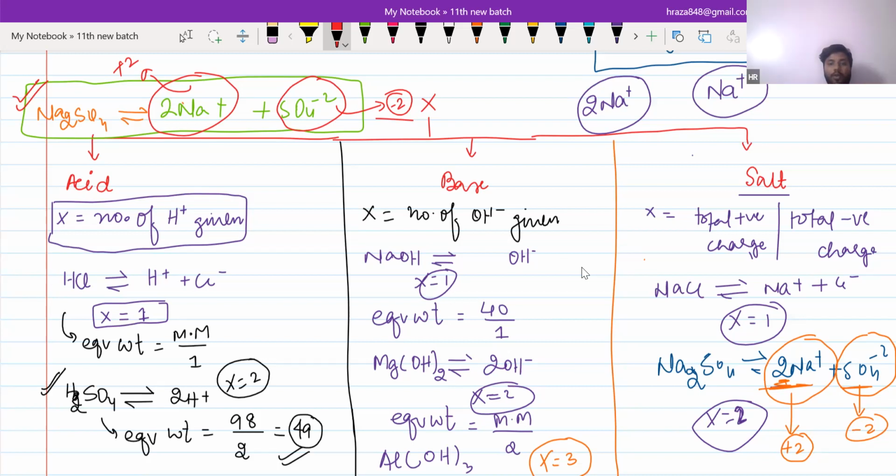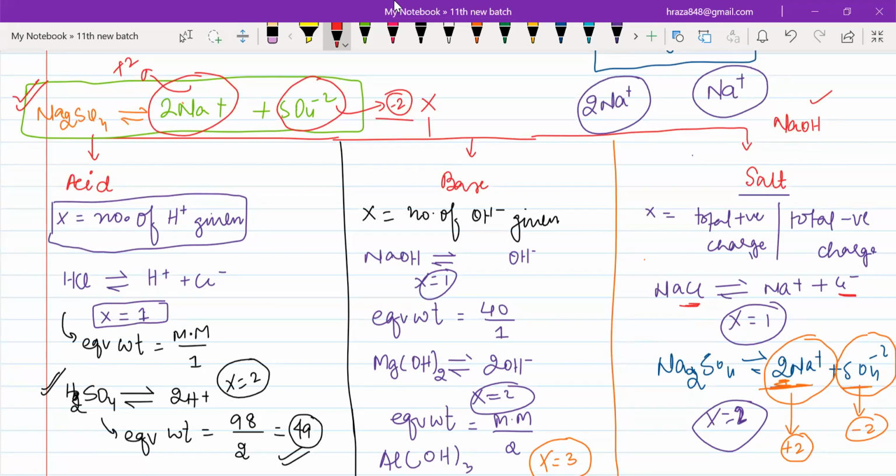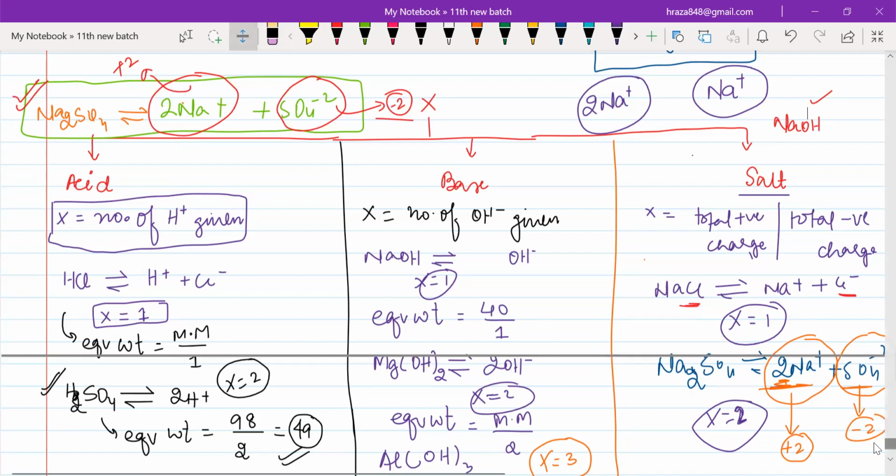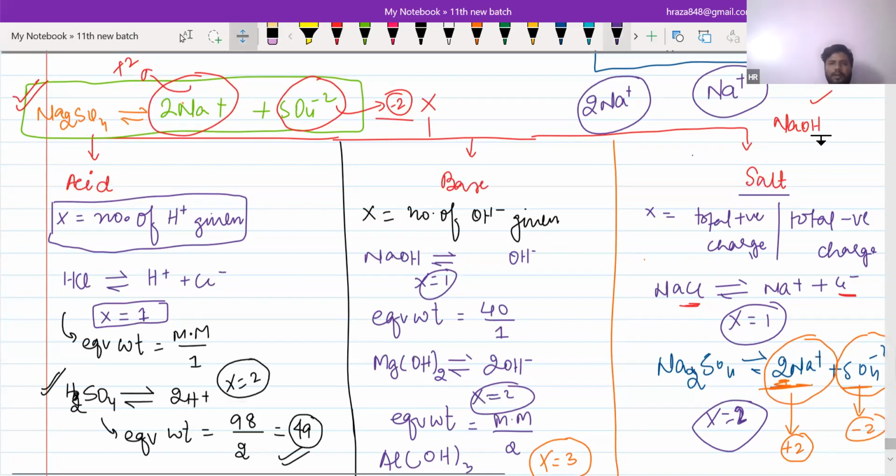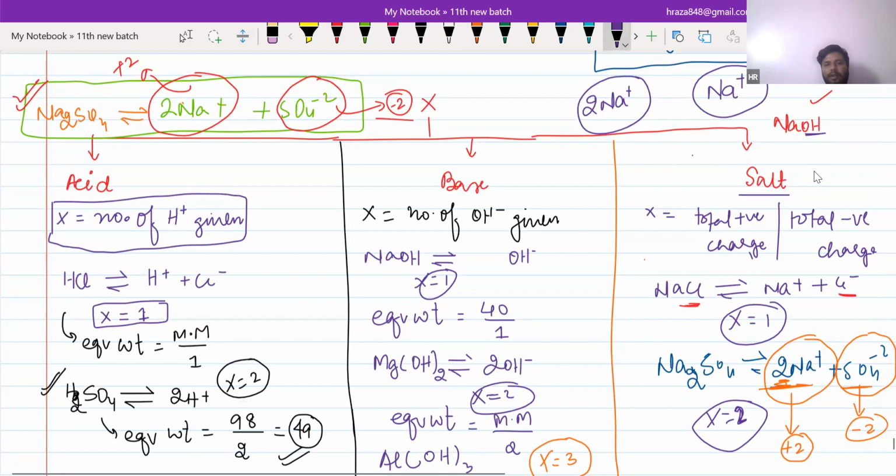See, chlorine will have negative charge minus 1, SO4, sulfate, has minus 2. If it is, just suppose, NaOH, what do we get? Minus 1. That depends upon the compound. Sir, how will we find X for NaOH? See, that's a base. I just wanted to explain that there will be different charges for different compounds.